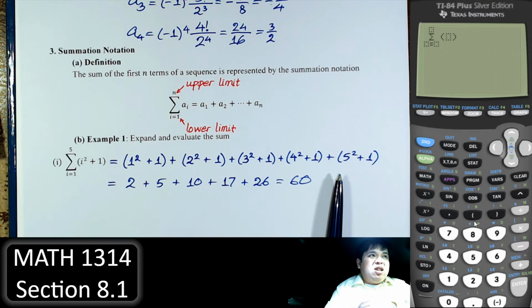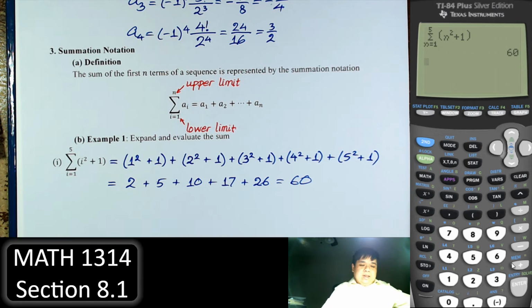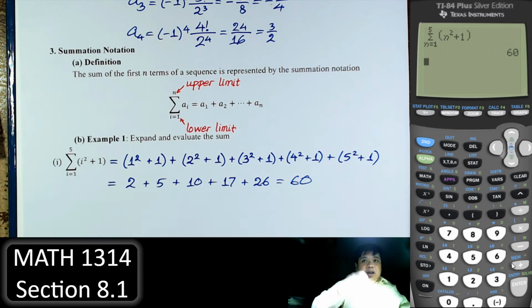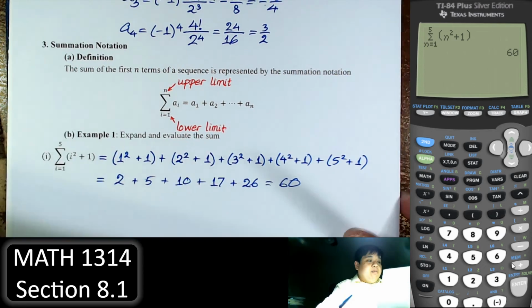Instead of x, we just use n. Instead of i, we use n equal to 1 to 5. And we have n squared plus 1. Yeah, we just change i to n. So substitute the lower limit and then increase that every time until we have the upper limit.